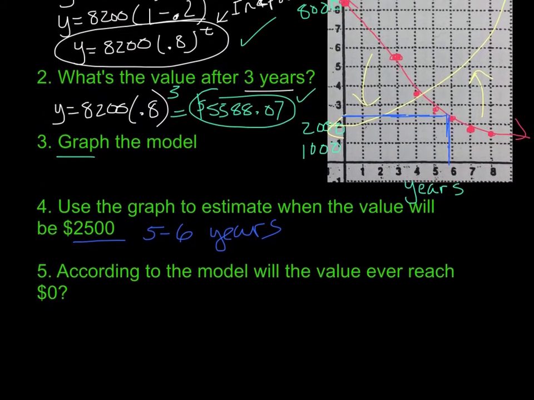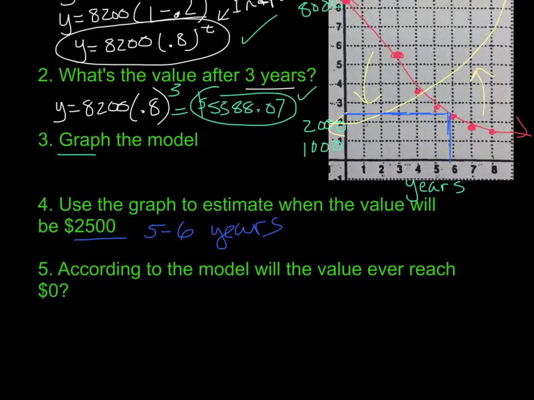Okay, now last question related to the graph. According to our model, will the value of the snowmobile ever be worth $0? And there's a couple of ways we might approach this. It would be nice if our graph went out a little farther. Maybe we could look at it and see if it ever gets to 0. But let's try some numbers here. So you can just use your calculator for this or whatever.